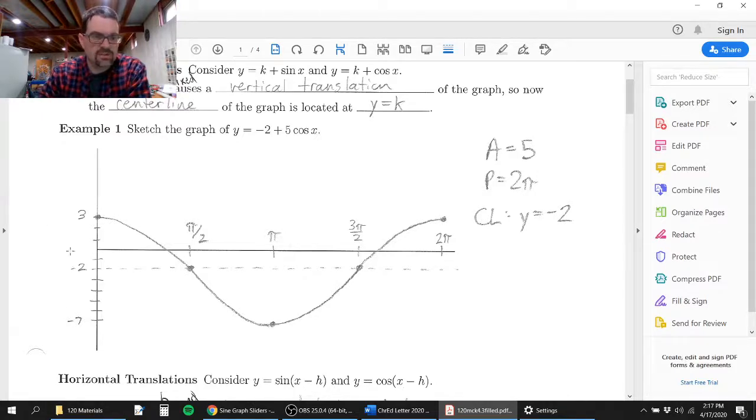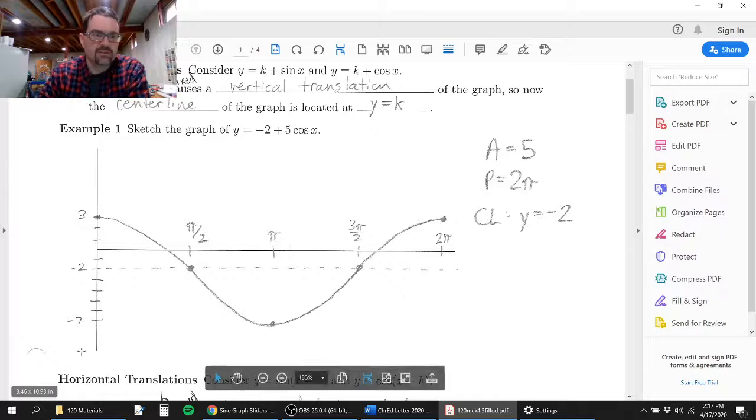All right, so while it used to be the x-axis and then positive and negative amplitude on the y-axis, now everything's shifted down 2 units in this case. So here's our center at -2, here's our peaks at 3, valleys at -7.